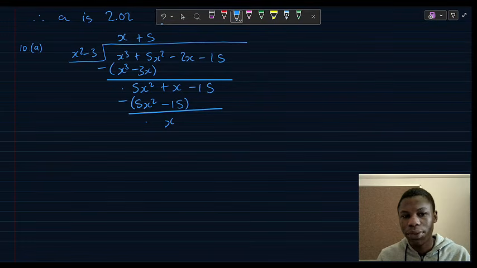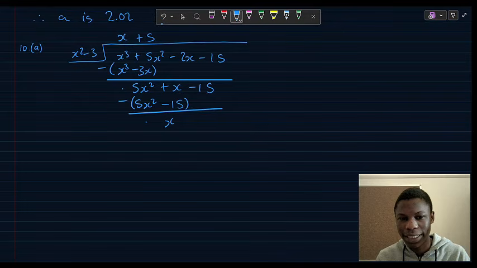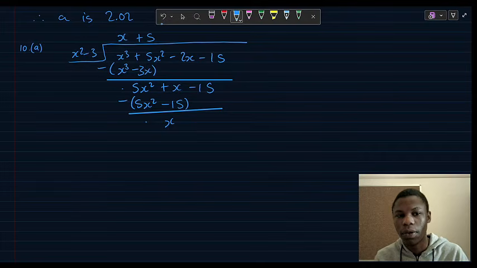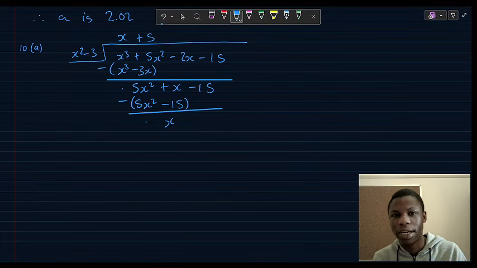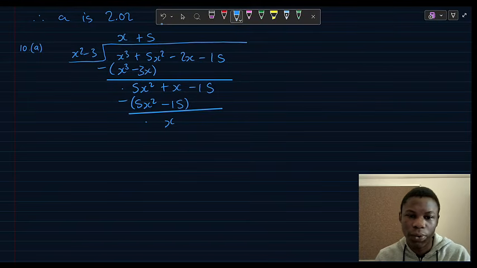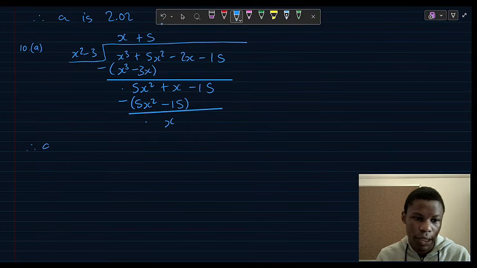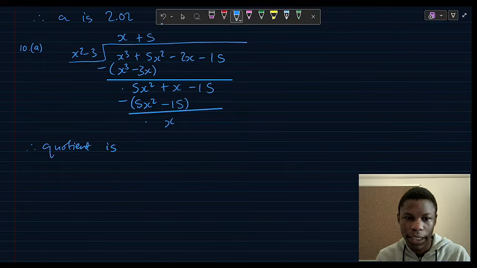So now that the highest power of x in our dividend is smaller than the highest power of x in our divisor, we can't continue dividing anymore, so we stop. And then whatever we have at the bottom here is our remainder. What we have up top is our quotient. So we can conclude that therefore the quotient is x plus 5, remainder is x.